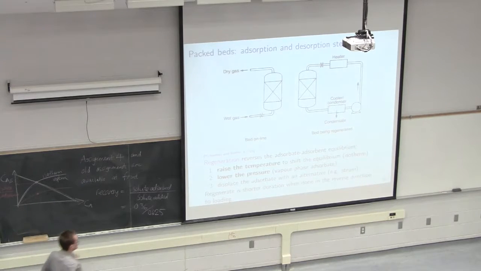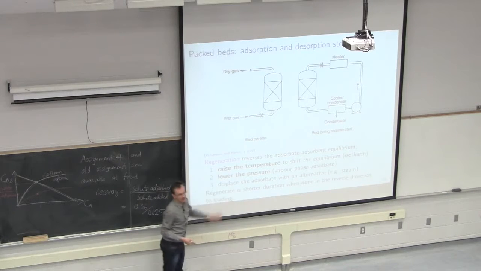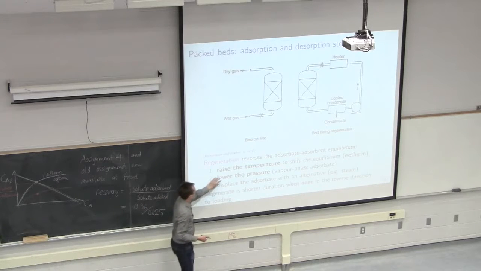Now, that's not the only way that you can regenerate the bed. There's several other ways. One of which is to lower the pressure. You draw a vacuum or you move to some lower pressure, and what that will do is change the partial pressure of the solute and get the solute back into the vapor phase. Okay? So you simply drive the solute back off by lowering its partial pressure, or by lowering the total pressure, I should say.